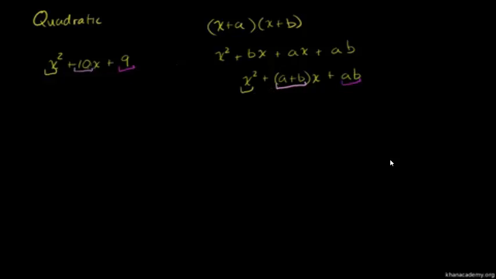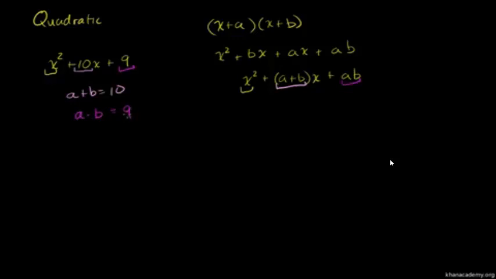Is there some a and b where a plus b is equal to 10, and a times b is equal to 9? Well, let's just think about it a little bit. What are the factors of 9? What are the things that a and b could be equal to?